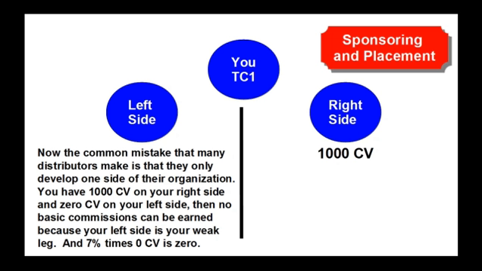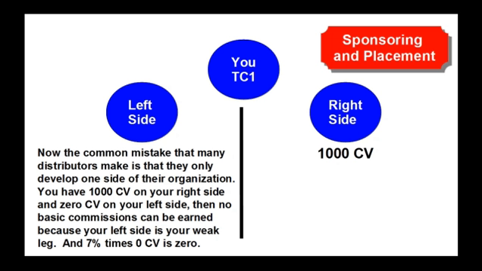And here's the common problem that a lot of new people make. They only build one side of their organization. They only build either their right side or their left side. And in this example that I show you here on the screen, a person who's come into Synergy Worldwide, they've concentrated on building the outside of their right leg. And we come to the end of the month, and they've got 1,000 CV of volume on their right-hand side, and on their left-hand side, they've got 0 CV.